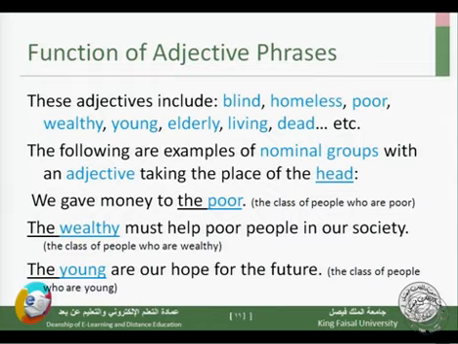Then we have another example. The young are our hope for the future. The young means the class of people who are young. Here this is a noun phrase. It is a nominal group. It has the adjective young. Young is the head of this nominal group in this special case.